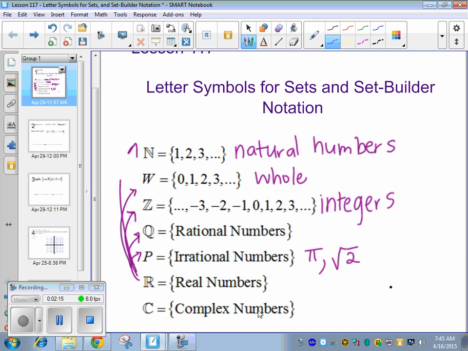And then we have complex numbers. So complex numbers are also the same thing as imaginary numbers, like i. Okay, so that's when we get negatives under the square root. Those are imaginary numbers. All right, you guys got this written down?